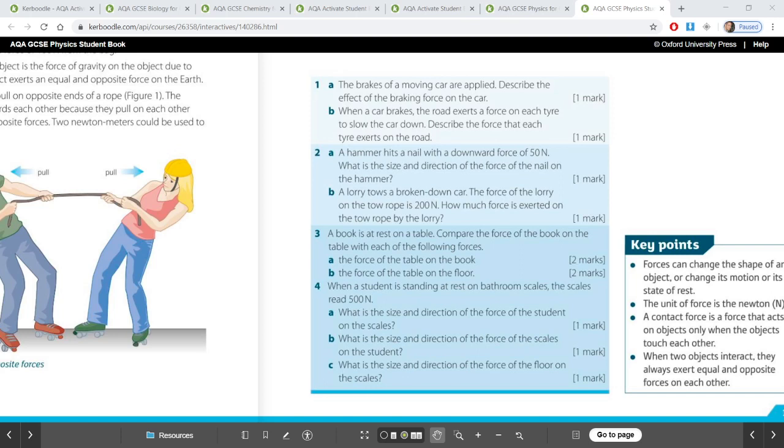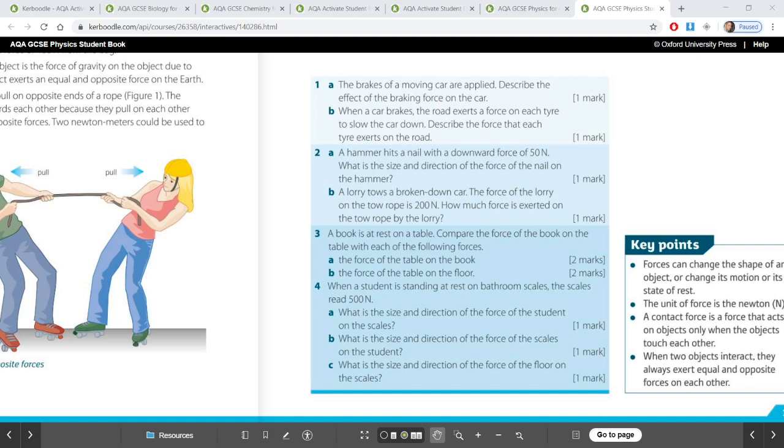A lorry tows a broken down car. The force of the lorry on the tow rope is 200 newtons. How much force is exerted on the tow rope by the lorry? Again, it's just the exact same thing, but with everything turned around. So if you say the force of the lorry on the tow rope is 200 newtons, you can say the force of the tow rope on the lorry is 200 newtons. You're just basically swapping the words around.